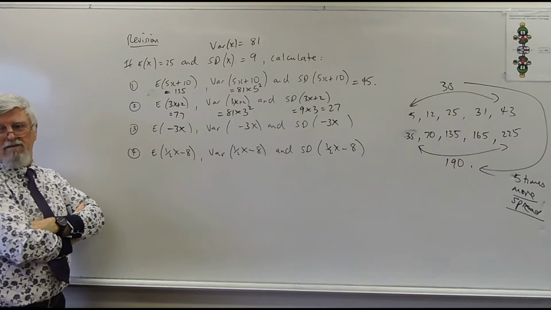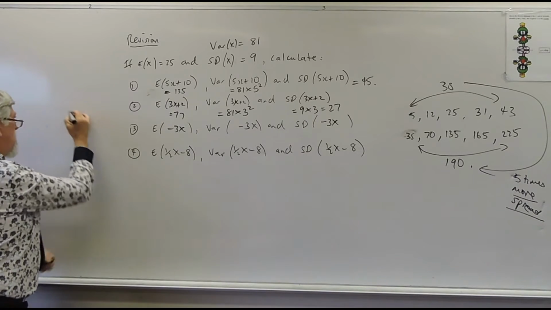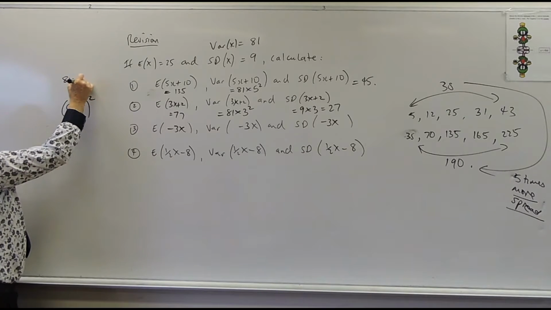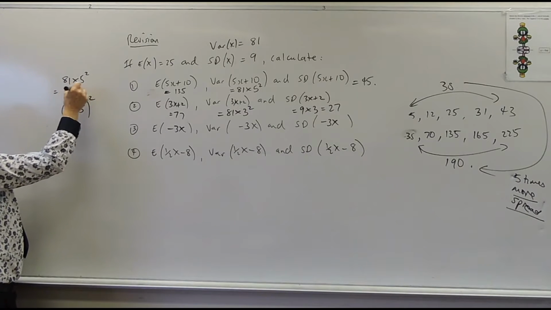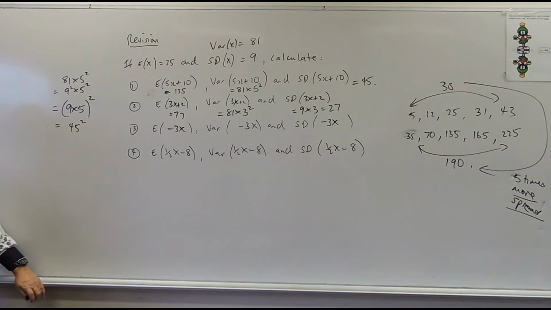Oh yeah, so you're right, aren't you? This is 9 by 5 all squared, so you're saying this for those who don't catch it. 81 times 5 squared is 9 squared times 5 squared, which is 45 all squared. Well, we know that SD squared is variance. So you could do that.